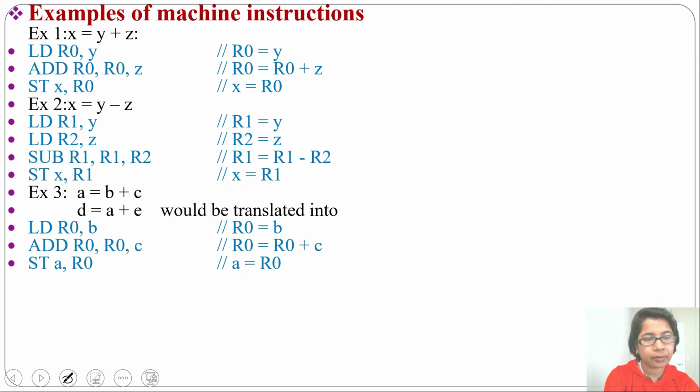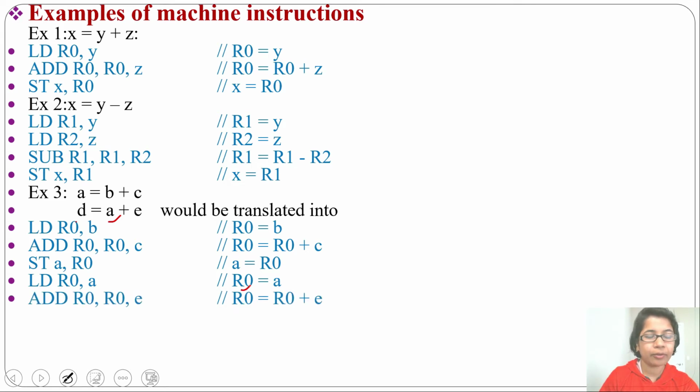Next statement, D = A + E. There is an operand A. For that we need to load A again into some register. So LD R0, A means we load the A content into register R0. Then we can do direct addition. So ADD R0, R0, E. Now R0 contains A plus E. Next we will do the store. ST D, R0. It will store the R0 content into D.